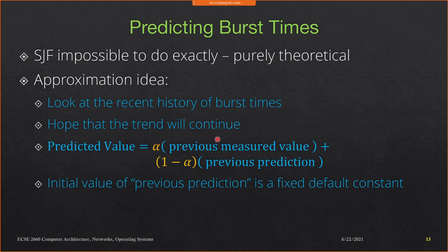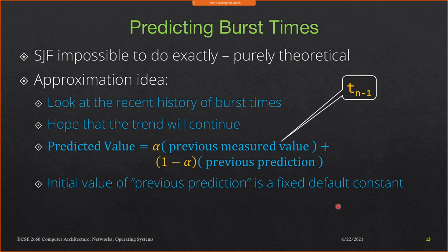But if alpha is 0, then there is no real data, just predictions, right? So on both ends we will have some problems. Somewhere in the middle is going to be suitable, but again you can adjust it depending on the statistics for that particular process. For the initial prediction, we will start with some initial value, and that is a default constant.